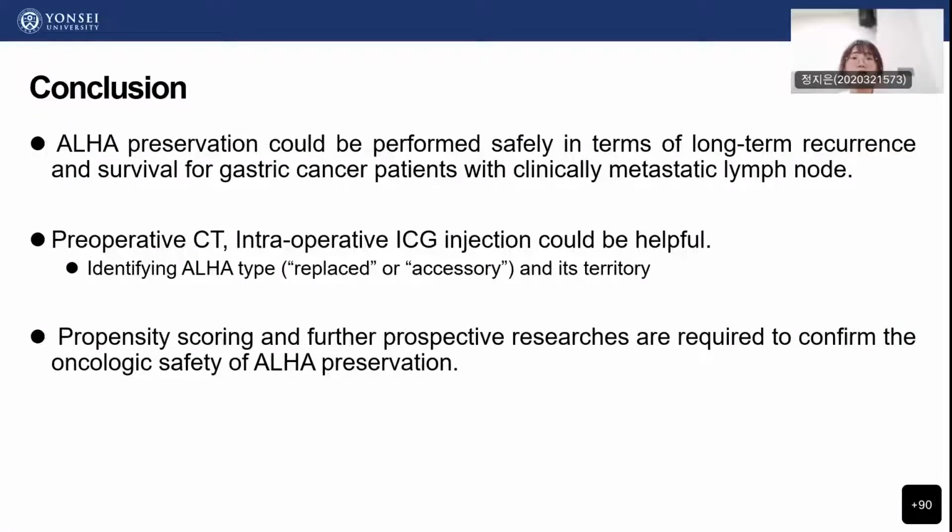In conclusion, aberrant left hepatic artery preservation could be performed safely in terms of long-term recurrence and survival for gastric cancer patients with clinically metastatic lymph nodes. Preoperative CT imaging or intraoperative ICG injection for inspecting liver perfusion could be helpful for identifying the aberrant left hepatic artery type, whether replaced or accessory, and its territory.